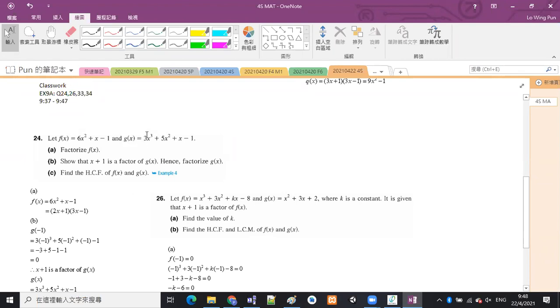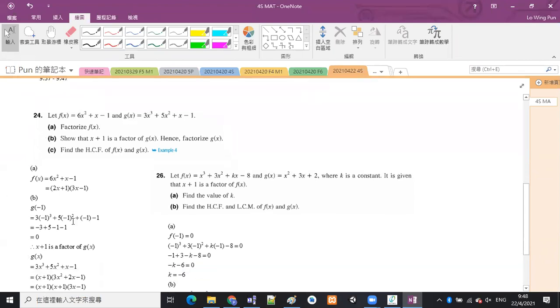And part A asks you to factorize f(x). It is a quadratic polynomial, so you may just use the formula 1 to help you, okay? And then it is (2x + 1)(3x - 1).